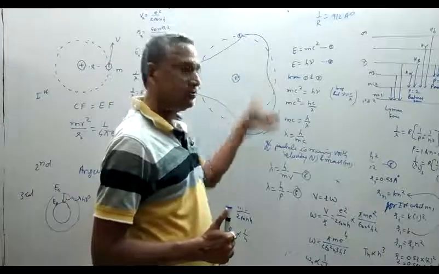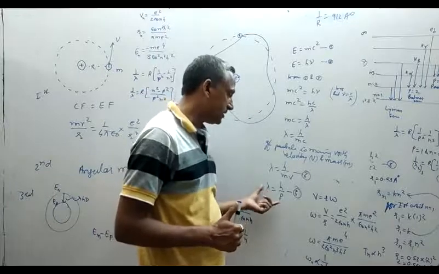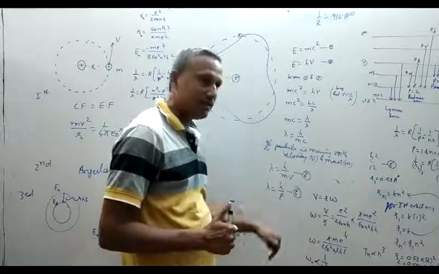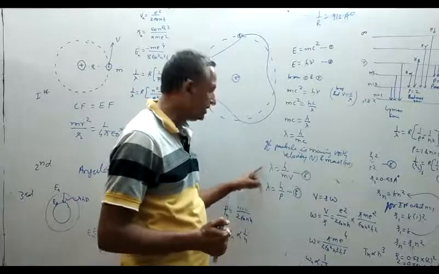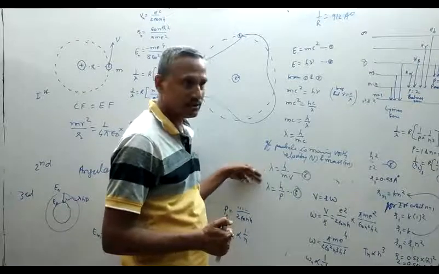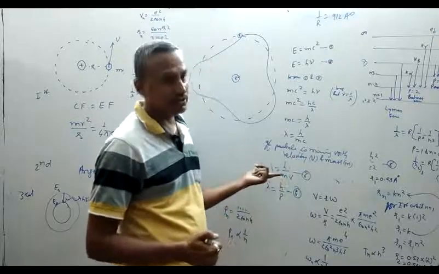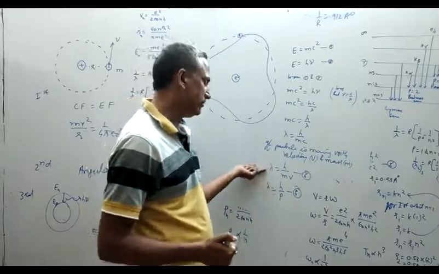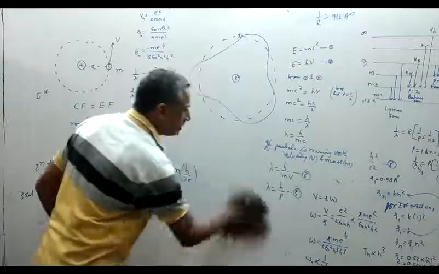Whenever an electron is revolving in a circular orbit, it is associated with a wave, and that wave has a certain wavelength which can be calculated by using this formula. If we know the velocity, the mass, and h is Planck's constant, we can calculate the wavelength of that moving electron.